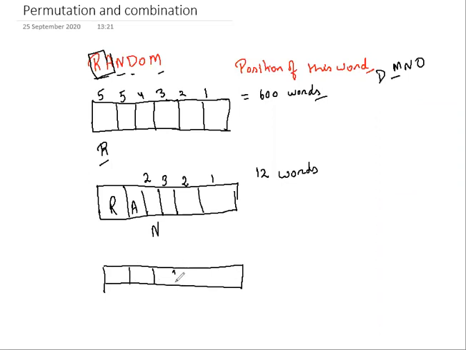So now we have 3. R is fixed, A is fixed, N is fixed. After N, D. Obviously, D will come. Then O. But before O, we can have M also. So we have one more option. M, we can have M also. So there is one option. And the last is the word RANDOM.